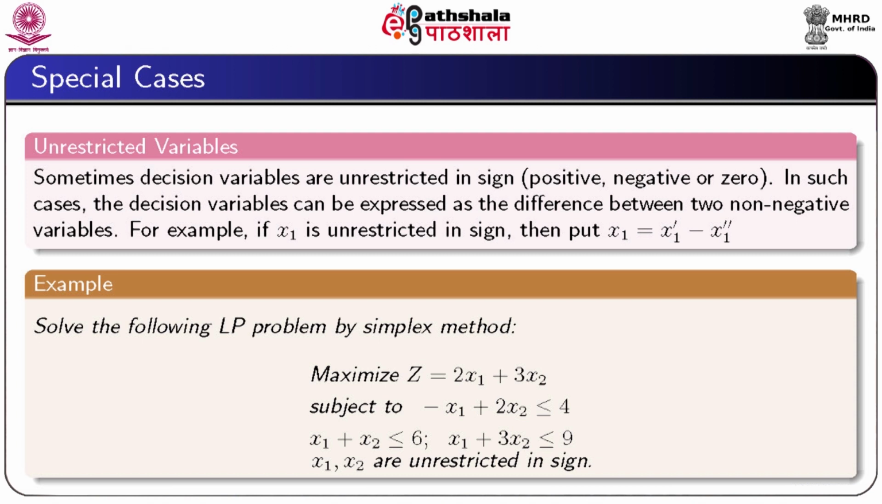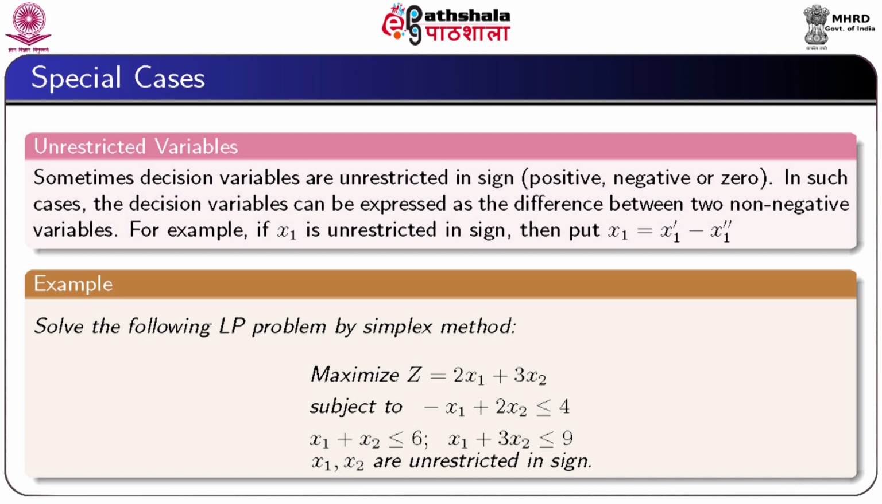If x1 dashed is greater than x1 double dashed, then x1 is greater than 0. If x1 dashed is less than x1 double dashed, then x1 is less than 0. If x1 dashed is equal to x1 double dashed, then x1 equal to 0. Thus, when x1 is unrestricted in sign, we can write it as x1 dashed minus x1 double dashed, where x1 dashed and x1 double dashed are non-negative variables.